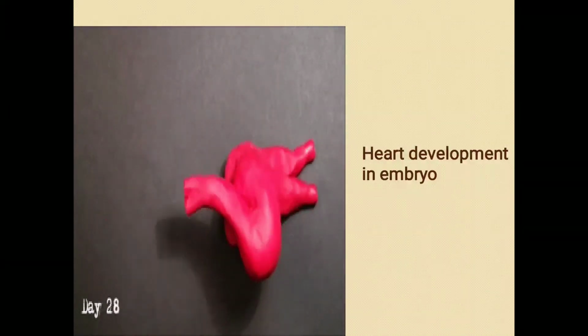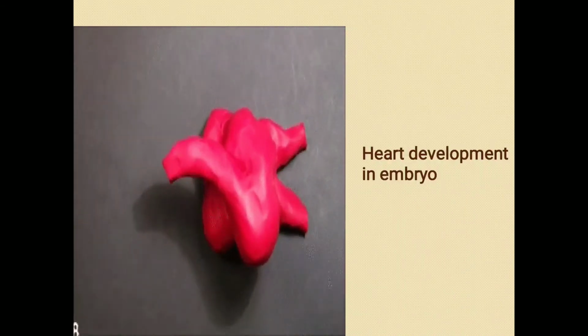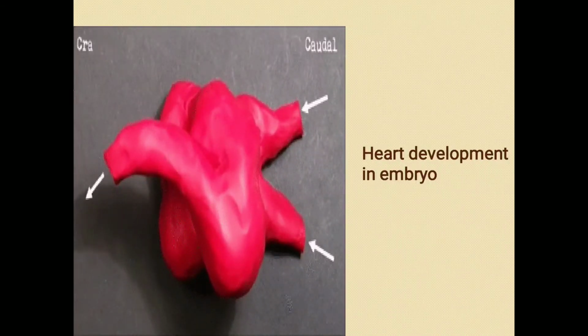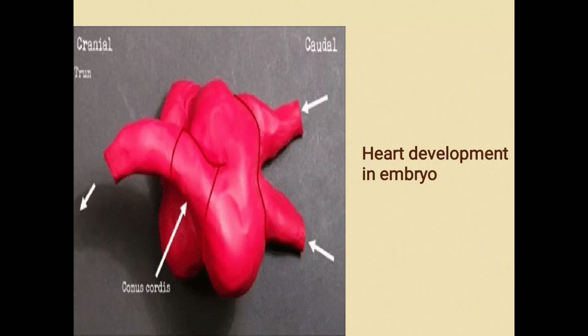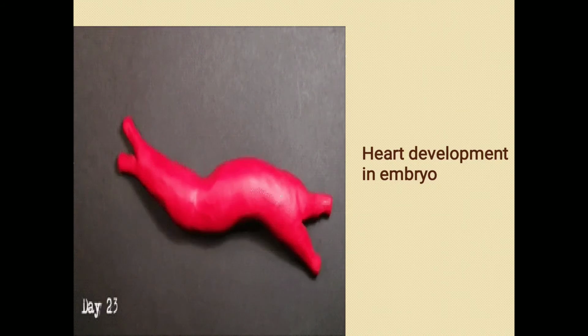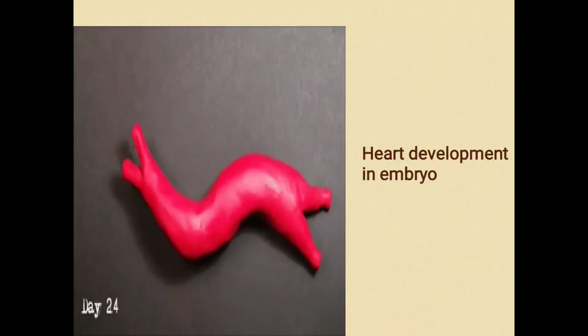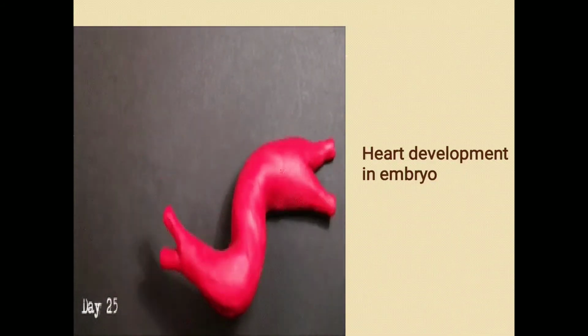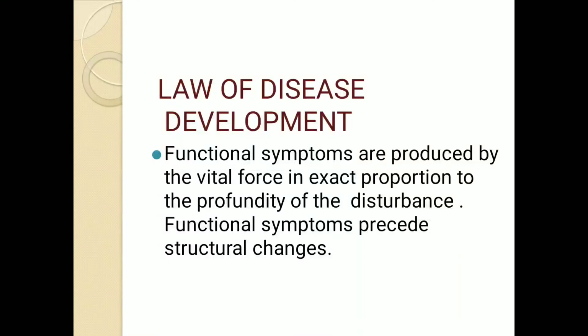For example, heart development in the embryo. The heartbeat starts first in the muscle mass. That means it will develop into the heart, into the four chambers. So the identity of the heart is what? Circulation and the heartbeats. So next is the law of disease development.